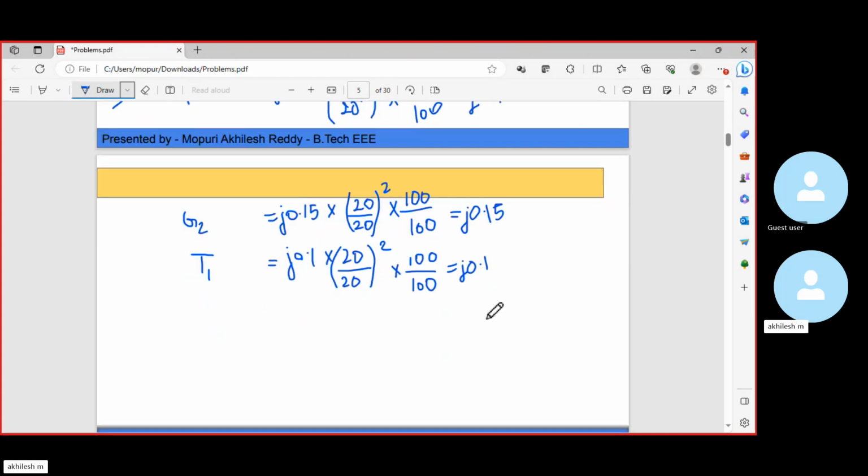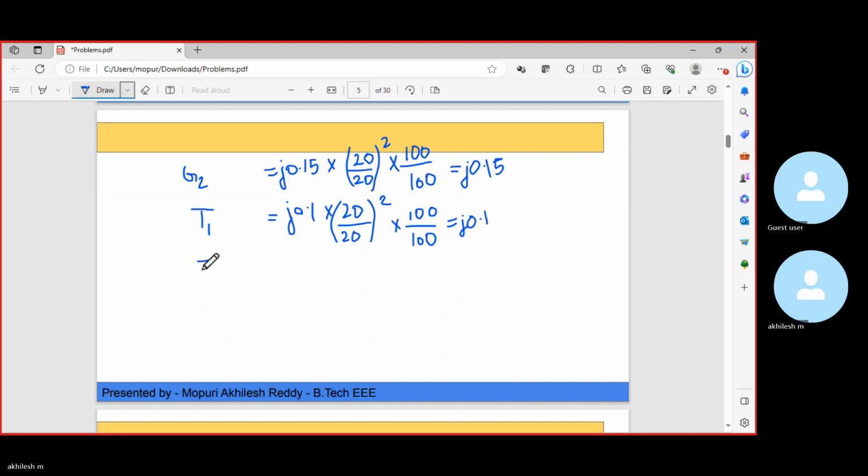Similarly, for my transformer T2 also, that is j0.1 into 20 divided by 20 whole square into 100 by 100. That is again j0.1.